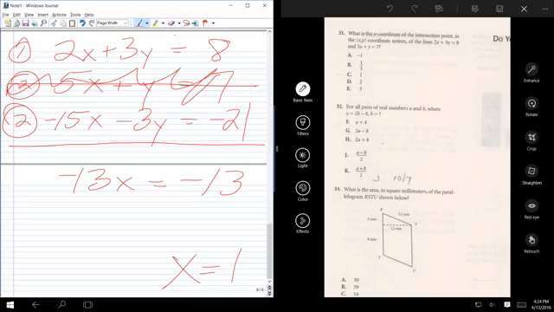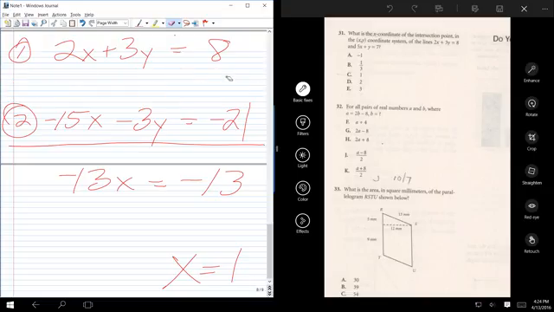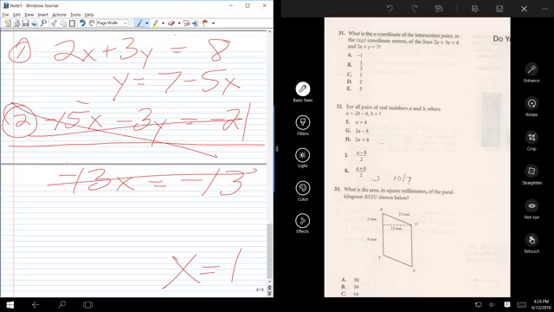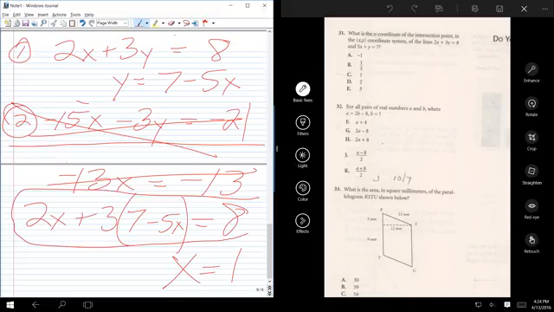In other words, had they given us the second equation as y equals 7 minus 5x, different story. Then it's not in standard format, and so then I would probably substitute it. My next step would be 2x plus 3, and in place of the y, I would write 7 minus 5x. All of that's going to be equal to 8. And now I have 1 equation and 1 unknown. I'll solve for x, and I'll get x equals 1.